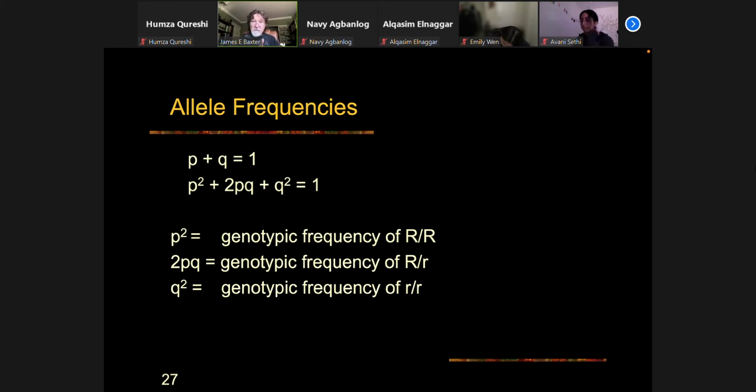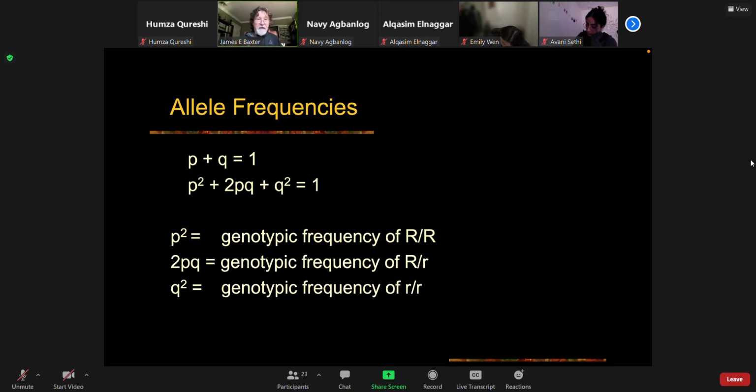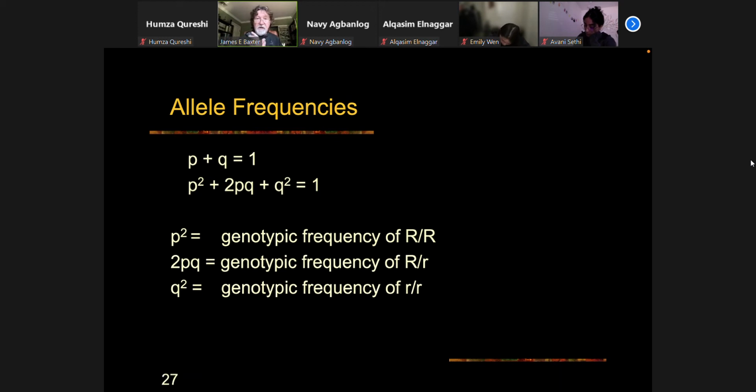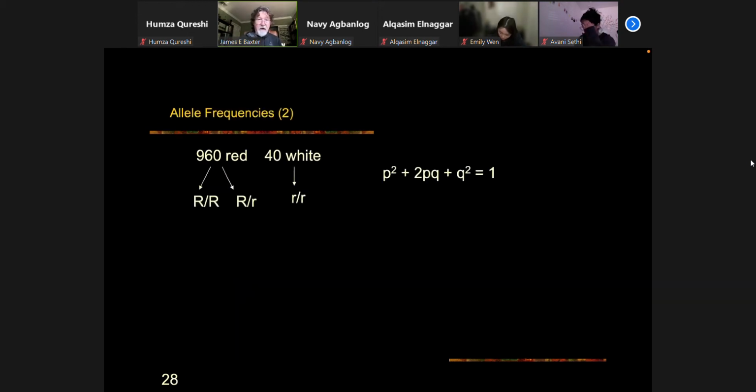Now, this requires a certain set of assumptions, and we'll get to those assumptions later. Right now, we're going to accept that those assumptions hold true, and that indeed P squared represents the genotypic frequency of big R, big R. 2PQ is the genotypic frequency of big R, little r, and Q squared is the genotypic frequency of the homozygous recessives. Still, our data is phenotypes. The only frequency here that we can get to directly from our data is Q squared, all right?